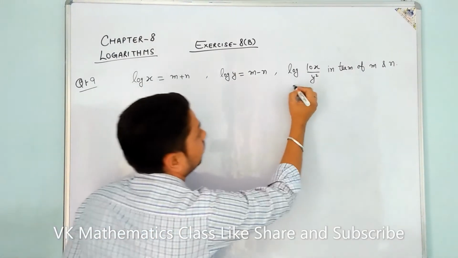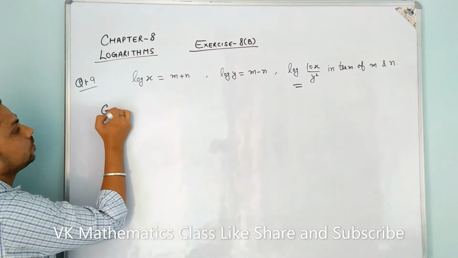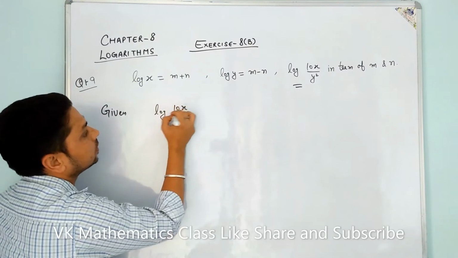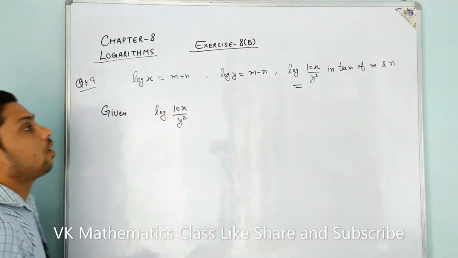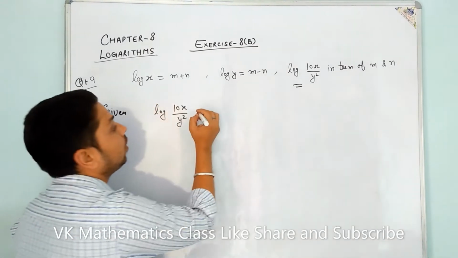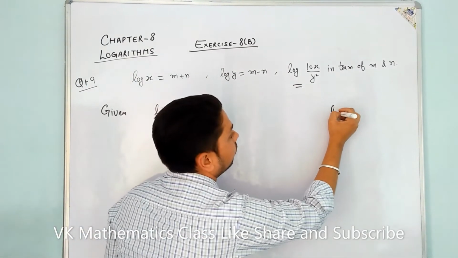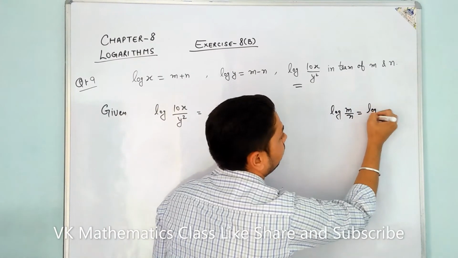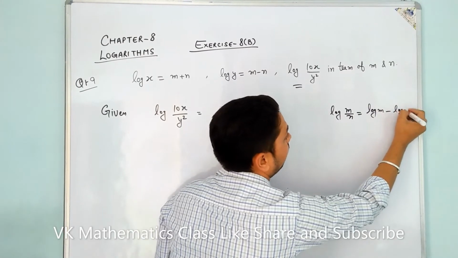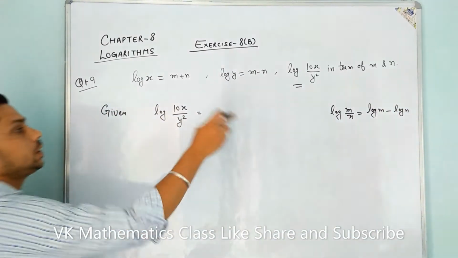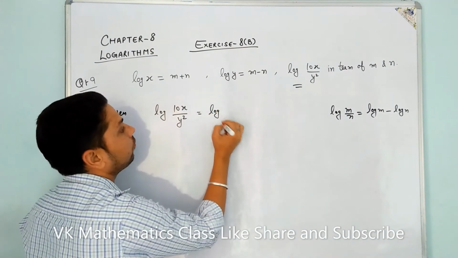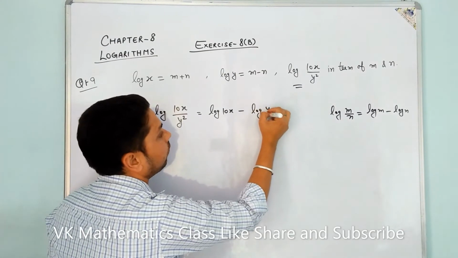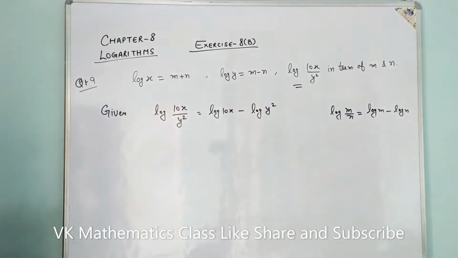Now starting from this, what is given: log of 10x upon y square. Applying the property log of m upon n is equal to log of m minus log of n, we have log of 10x minus log of y square.